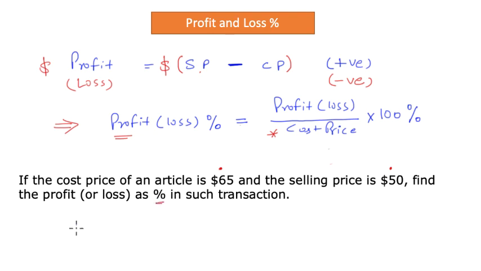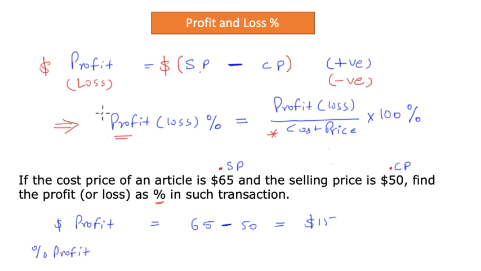First, let us find the dollar value of the profit or loss made in this transaction. So we see that the selling price is 65 and the cost price is 50. It is already given to us. Let me write this here. So this is the selling price and this is the cost price. Now we know that 65 is bigger than 50, right? So we made a profit, and the dollar value of that profit is 65 minus 50, which is $15. So that is my profit in dollars. Very simple, correct?